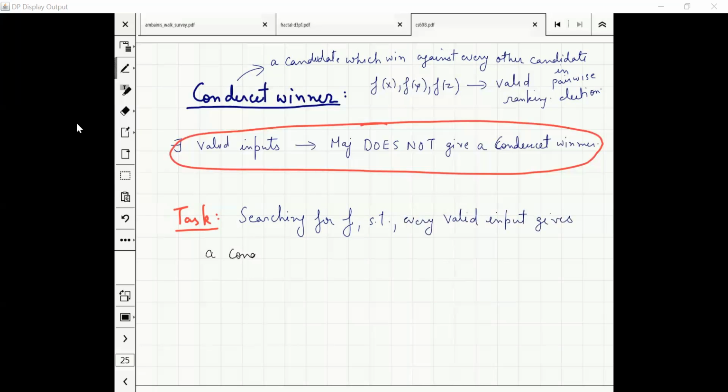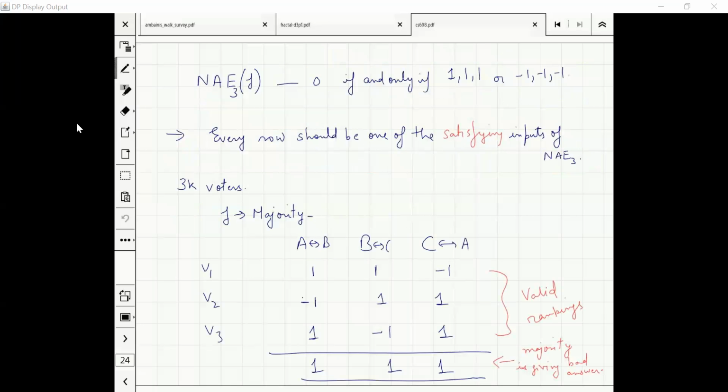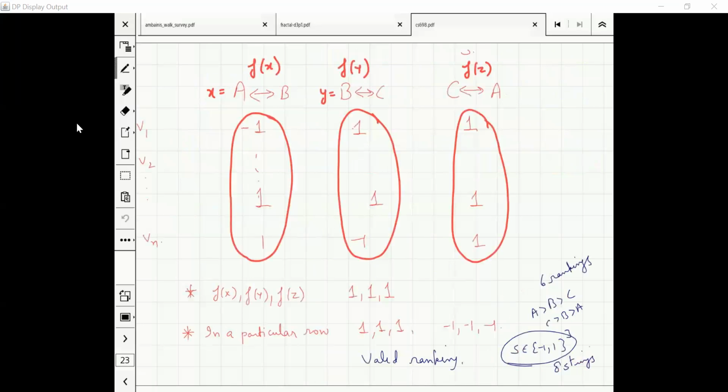By the way, what is a valid input? When I say a valid input, what do I mean? Let's say in this picture, it's just saying that in each row, all the numbers are not equal. Correct. So every row is not all ones or not all minus ones.